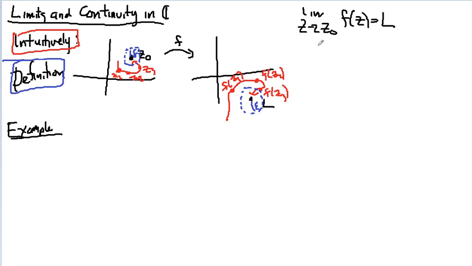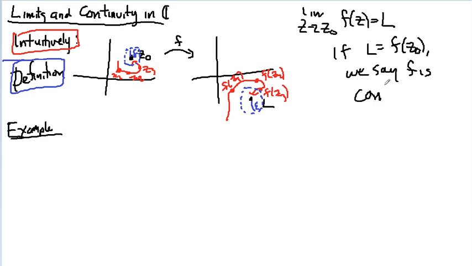I'm going to give you an example that should help clarify that. Very roughly speaking, if L equals f of z naught, we say f is continuous. So basically, continuity is roughly just where the limit is the function value. As an example, I'm going to look at f of z equals 2z plus i. z naught is equal to, how about 5?